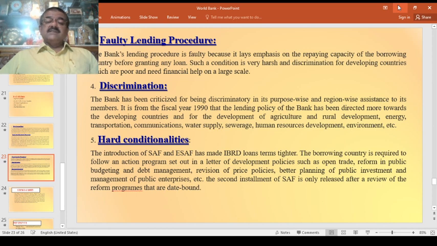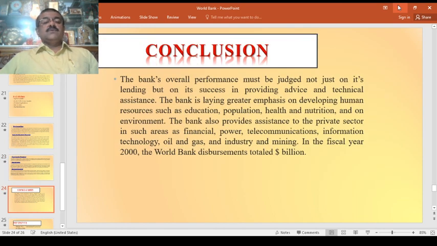Then hard conditionalities. The introduction of SAF and ESAF has made IBRD loan terms tighter. The borrowing country is required to follow an action program set out in a letter of development policies such as open trade, reforms in public budgeting and debt management, revision of price policies, better planning of public investment, and management of public enterprises. The second installment of SAP is only released after review of the reform programs that are date bounded. These are, of course, the criticisms.